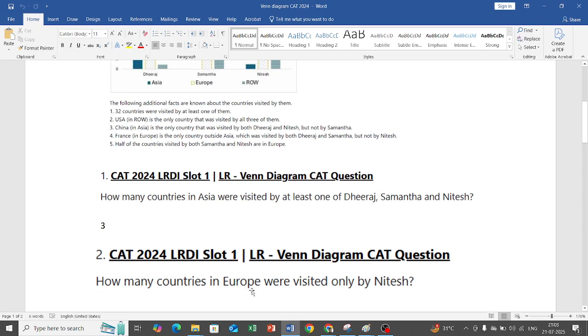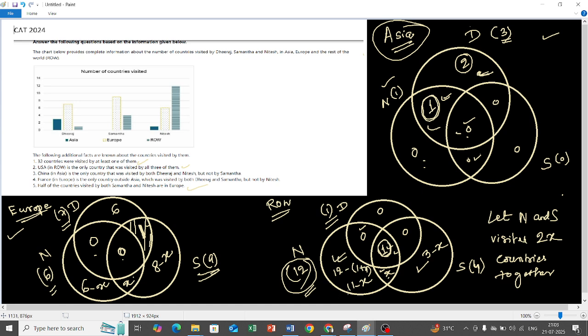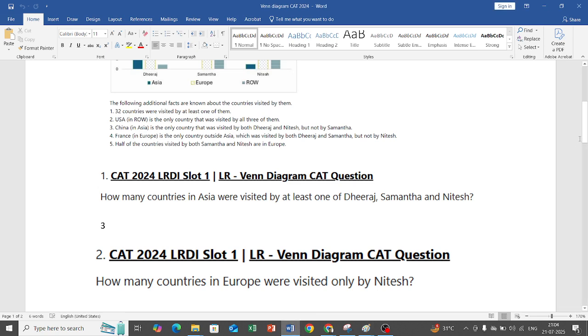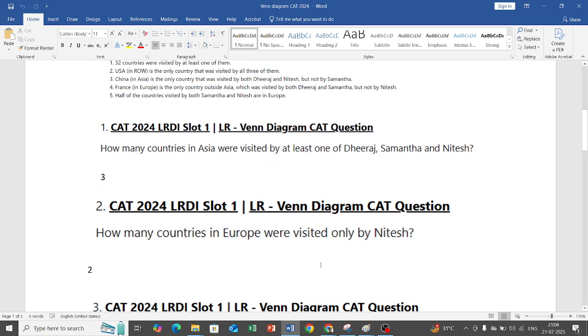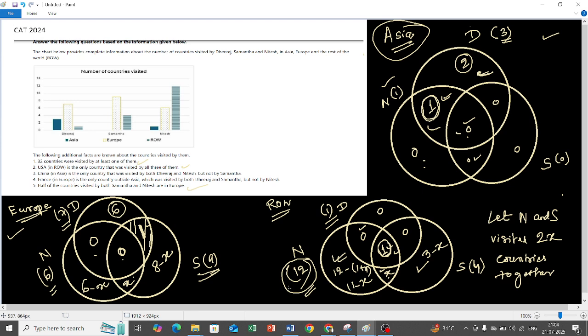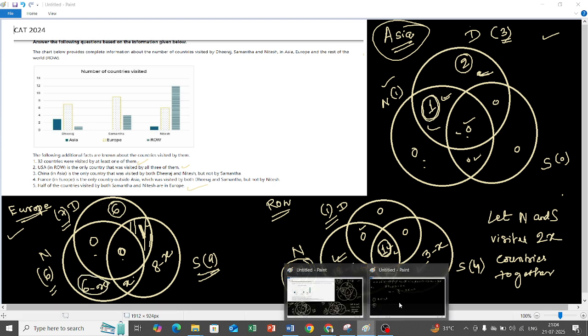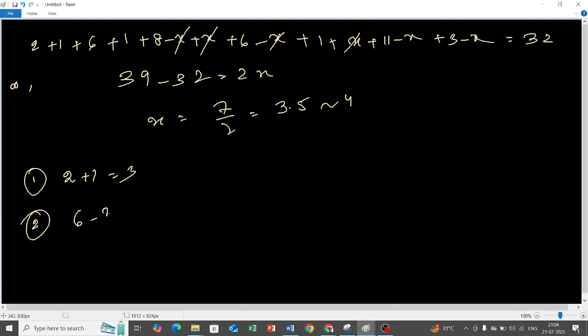How many countries in Europe are visited only by Nitesh? So Europe, Europe, Europe, this is Europe. Only by Nitesh, it is given 6. Clearly it is given 6. Oh, Nitesh, sorry, I took Dheeraj. Sorry, my mistake. This one. 6 minus x. That is 6 minus 4, that is 2.